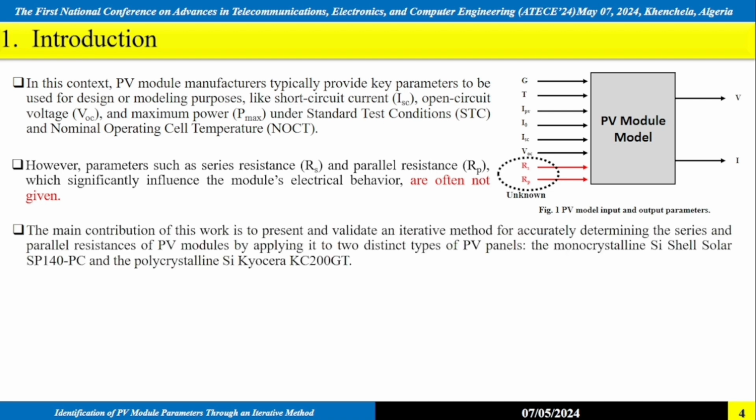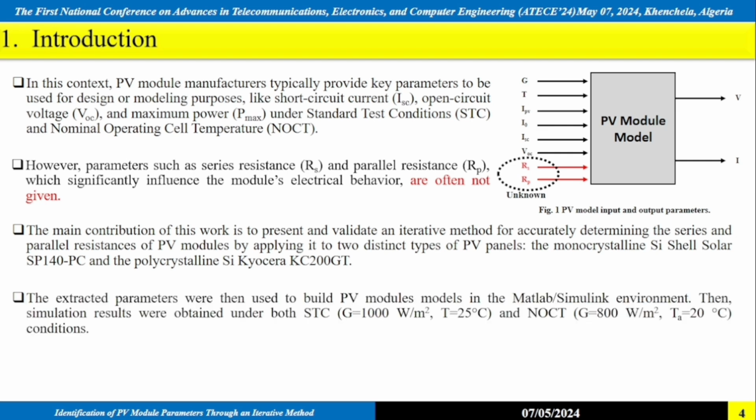So the main contribution of this work is to present and validate an iterative method for accurately determining these two unknown parameters by applying this method to two different types of PV panels, the monocrystalline Shell Solar and the second one polycrystalline from Kyocera manufacturer.